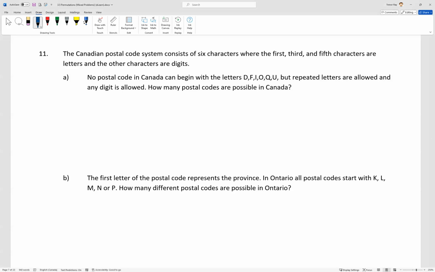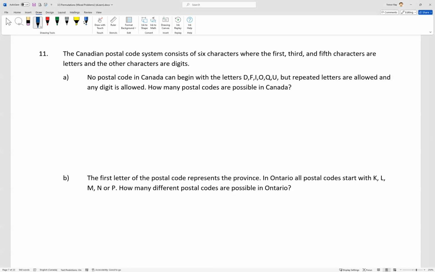So part A, no postal code in Canada can begin with the letters D, F, I, O, Q, or U. I'm not sure why. But repeated letters are allowed and any digit is allowed. So basically we can repeat things over and over again. How many postal codes are possible in Canada?